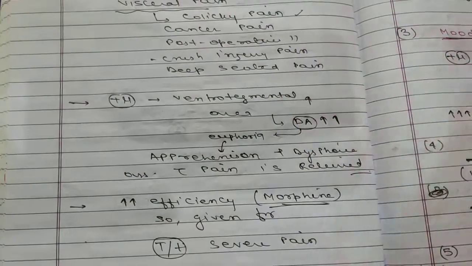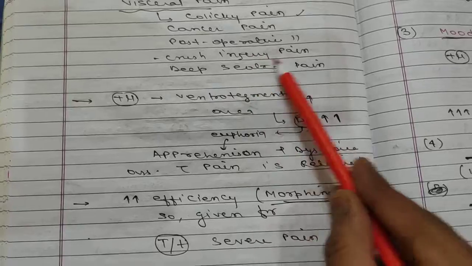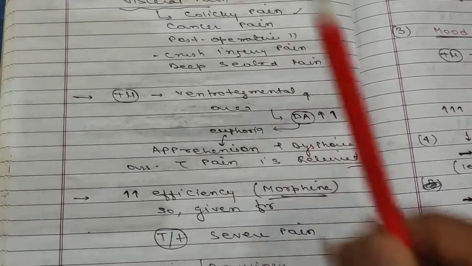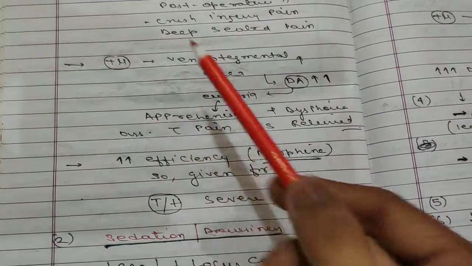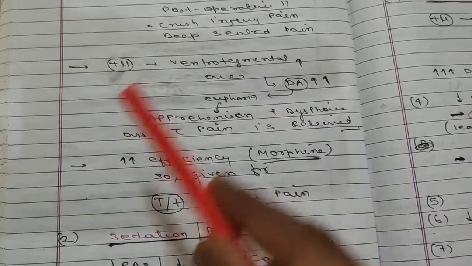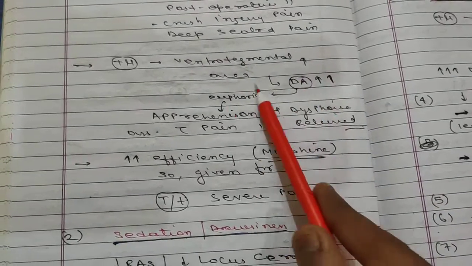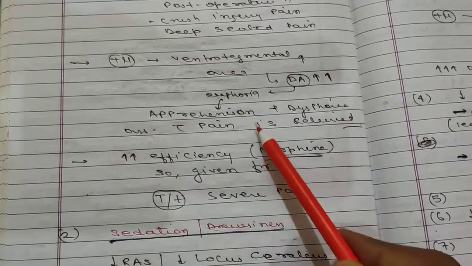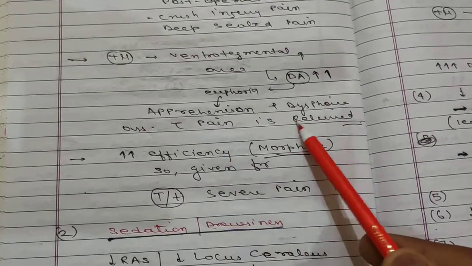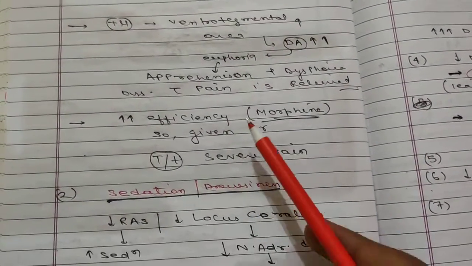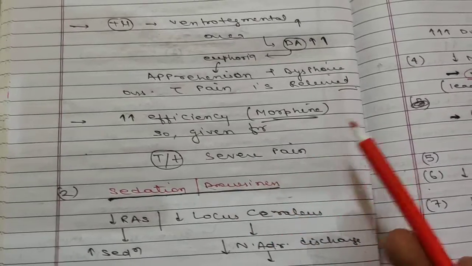So what are the visceral pains? Basically colicky pain, cancer pain, post-operative pain, crush injury pain, deep-seated pain. These are examples of visceral pain. Now on stimulation of the mu receptor there will be stimulation of the ventral tegmental area and increased dopamine, that will cause euphoria, and the apprehension and dysphoria associated with pain is relieved. Now it has more efficacy, so it is given for treatment of severe pain also.